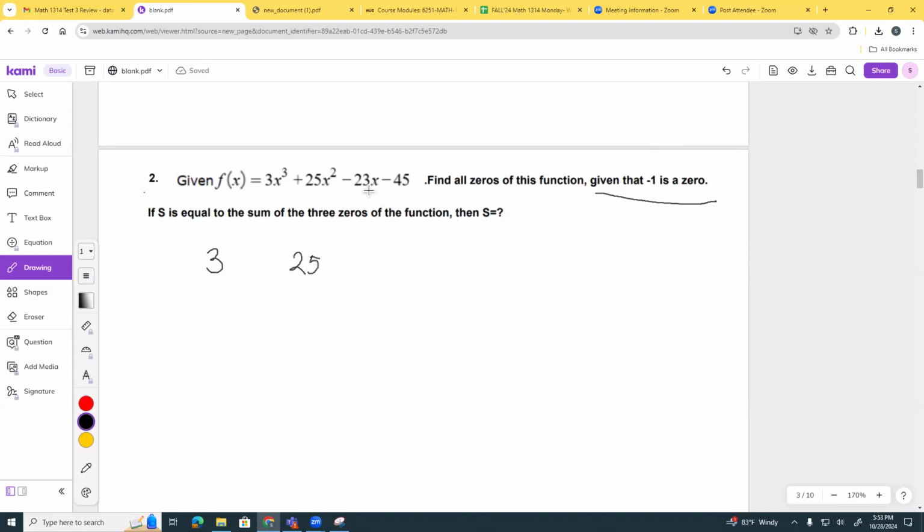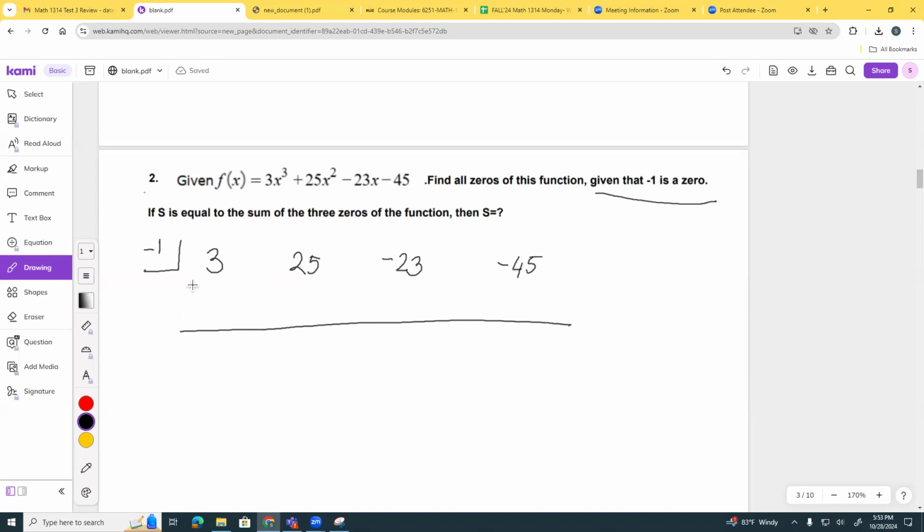25x squares. How many x's? -23. And what's the last number? -45. I have 4 numbers to use for my synthetic division. And what number goes here? -1, because that's what they gave me to use.